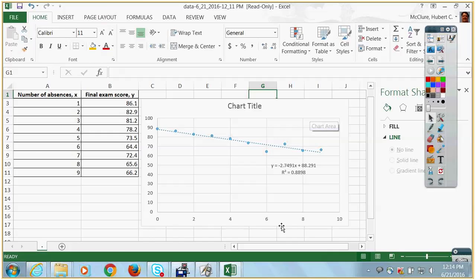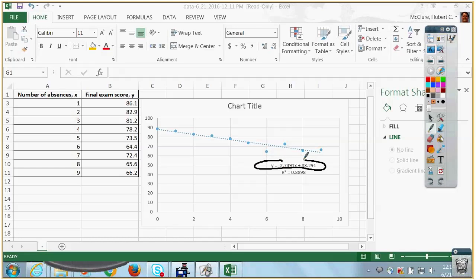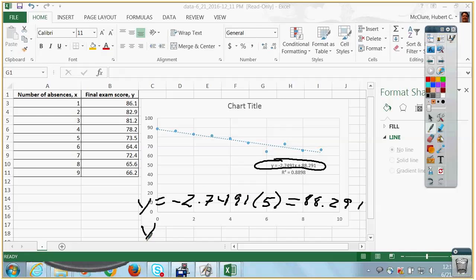So for the residual, we've got to find out what the predicted value is. Since we have this formula right here, at x, plug in 5. So that's going to be negative 2.7491 times 5 plus 88.291, and you solve that for y, and you're going to get a number, and that's the predicted value. Y is equal to the predicted value.